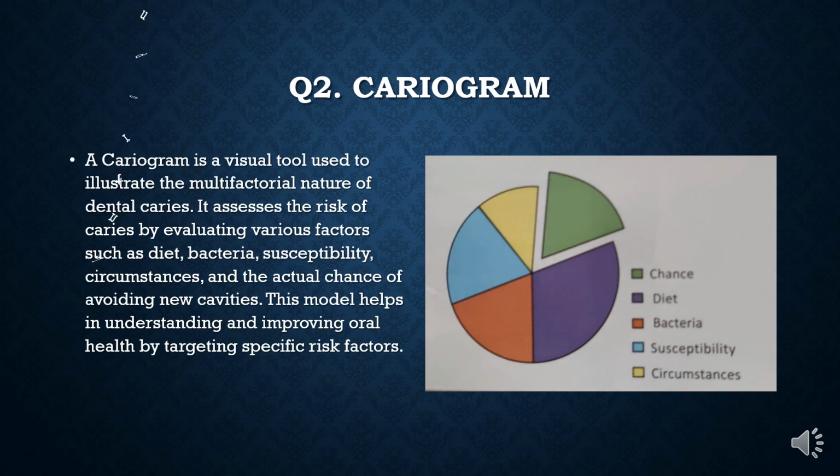Question number 2 is karyogram. A karyogram is a visual tool used to illustrate the multifactorial nature of dental caries. It assesses the risk of caries by evaluating various factors such as diet, bacteria, susceptibility, circumstances, and the actual chance of avoiding new cavities. This model helps in understanding and improving oral health by targeting specific risk factors. It was introduced by Bradshaw in 1994.